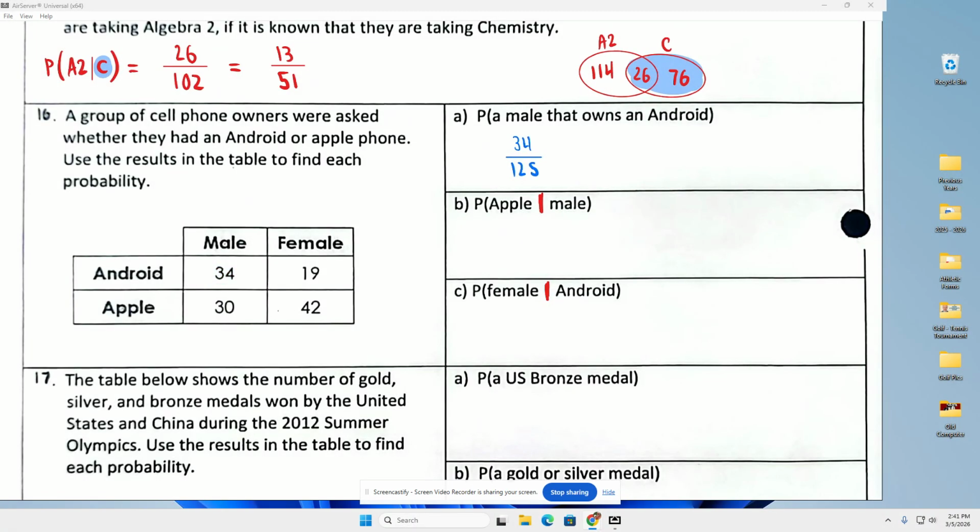B. What's the probability that they use an Apple phone given that they are male? So our focus is all of this category of males. 34 plus 30.